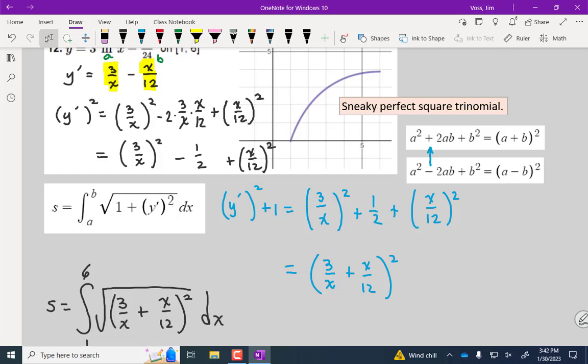Oh, okay. So now we go back. There's our a right there. And instead of a minus, we use a plus. And there's our b. Oh, okay. I see what you're using.